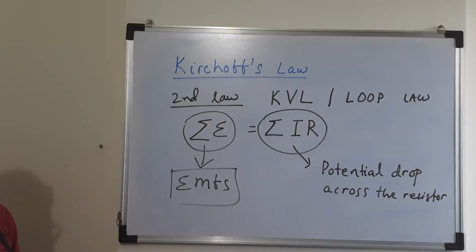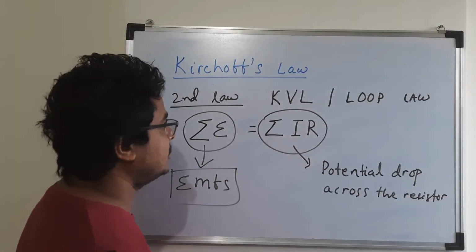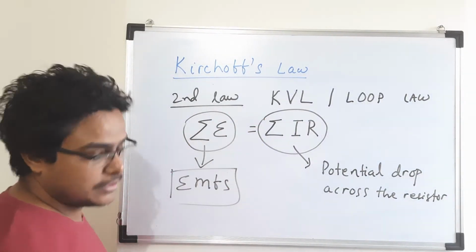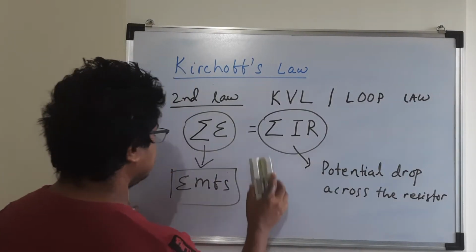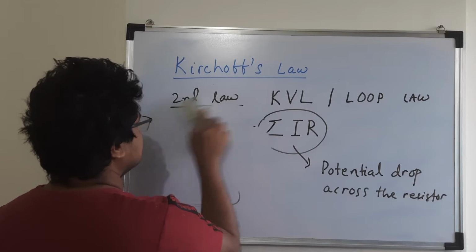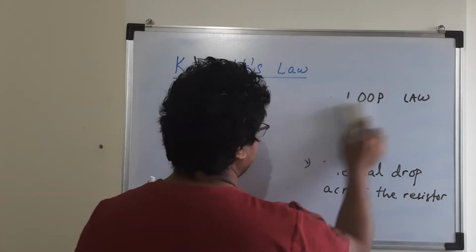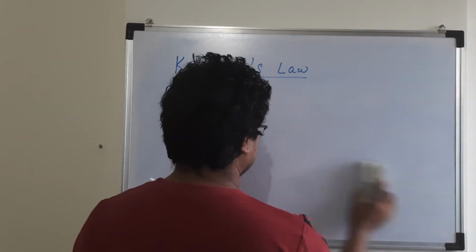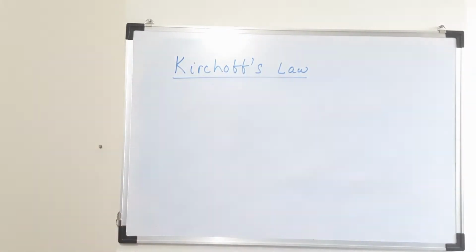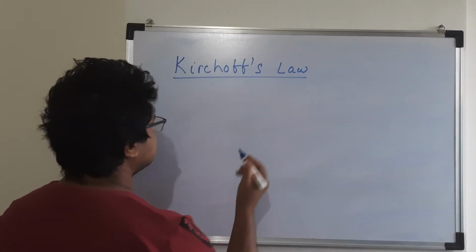Let us draw some random circuit, and we will see how we can apply KVL, Kirchhoff's Voltage Law, to it. Let us take one example here. Let me show you one random circuit diagram, then you will see what Kirchhoff's Voltage Law means. Let me just draw some random circuit.